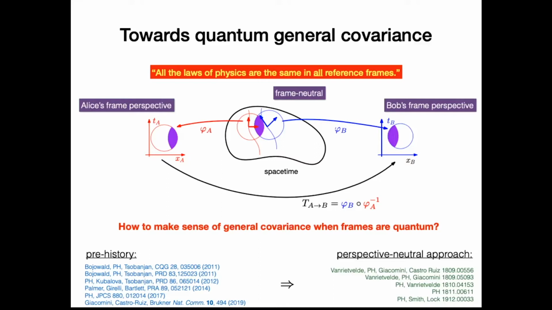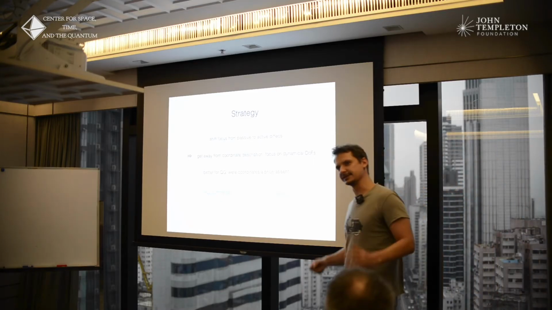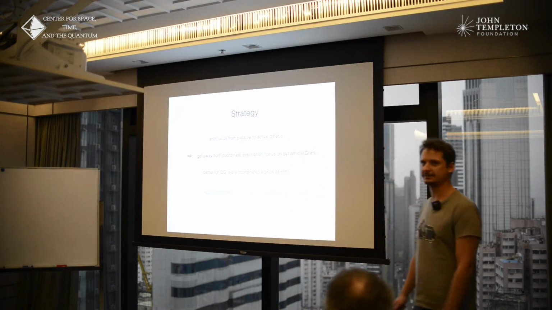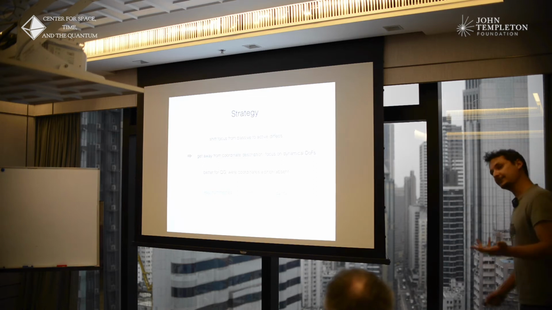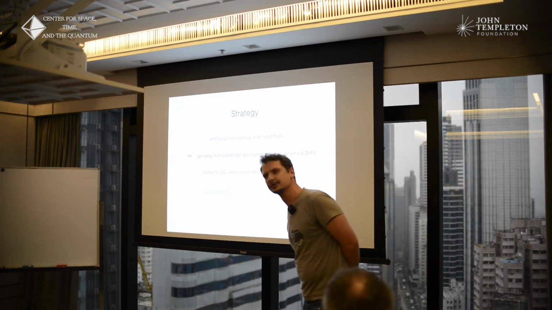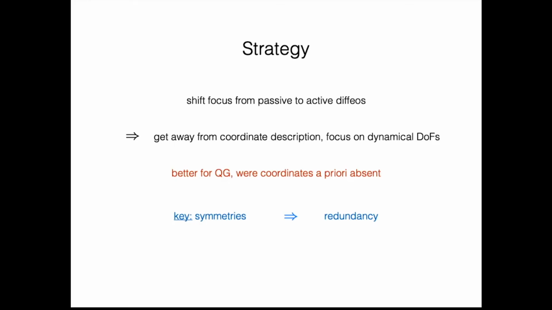When we talk about general covariance in the sense of coordinate transformations, those are of course passive diffeomorphisms. And here what we want to do is transition from the focus on passive diffeomorphisms to active diffeomorphisms. So we're getting away from pure coordinate description and rather focus on the dynamical degrees of freedom. And this is also much better for quantum gravity, because depending on the approach, if we do canonical quantum gravity, then we don't have any coordinates anymore in the quantum theory. So this is the basic idea.